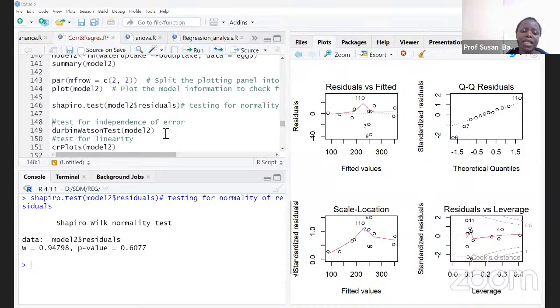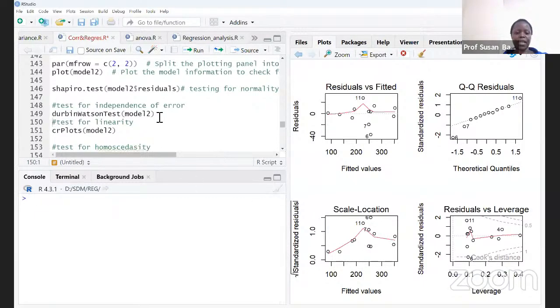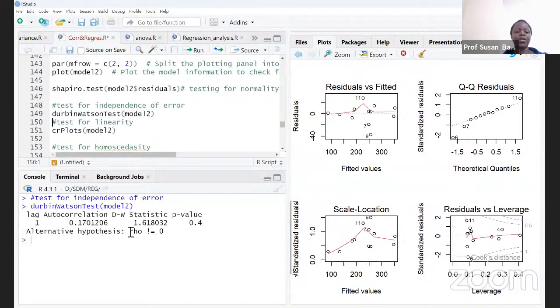Okay. Then the next, line 149, is a test for independence of errors. We want to find out whether the errors are not correlated. So we use the Durbin-Watson test. If you run line 149, let me also clear the console again and run because I want you to see. So here, the null hypothesis is that the data is correlated. The null says the data is correlated. The alternative is that rho, which means the correlation, is equal to 0, meaning the errors are not correlated.